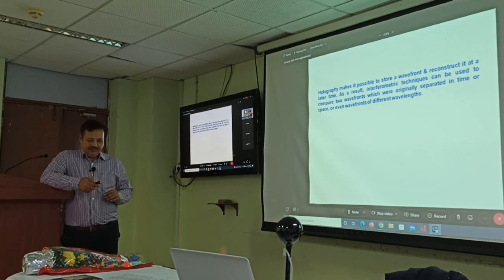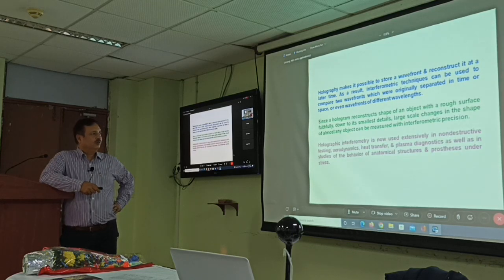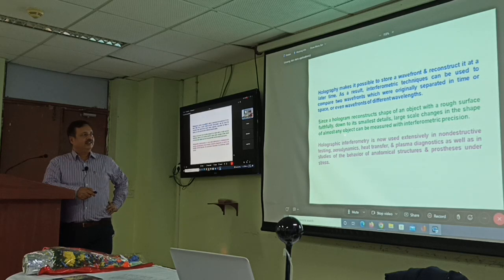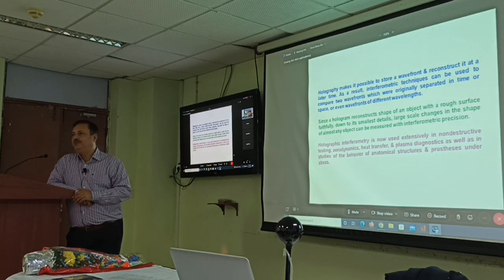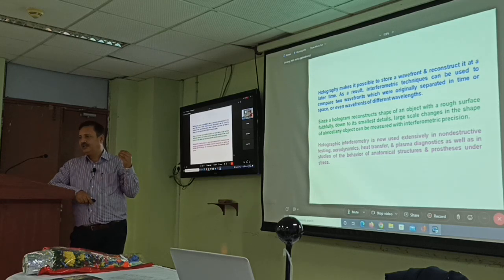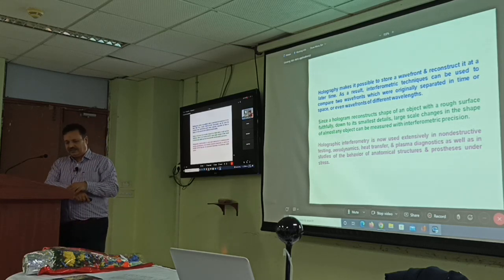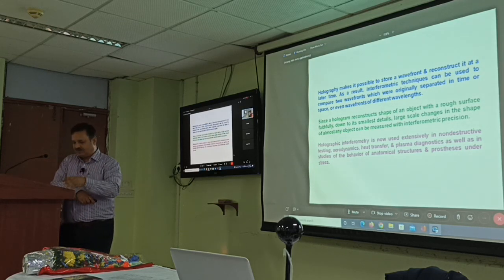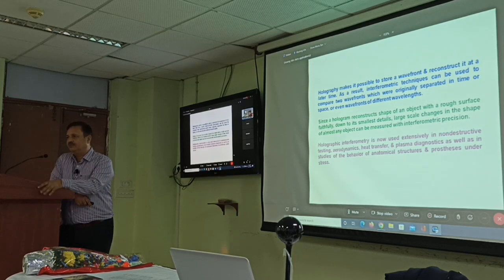So what I have written is that since a hologram reconstructs the shape of an object with a rough surface faithfully down to its smallest details, large scale changes in the shape of almost any object can be measured with interferometric techniques. As you know, the basic approach of holography is for measuring the phase. We'll talk more on this topic as time progresses.